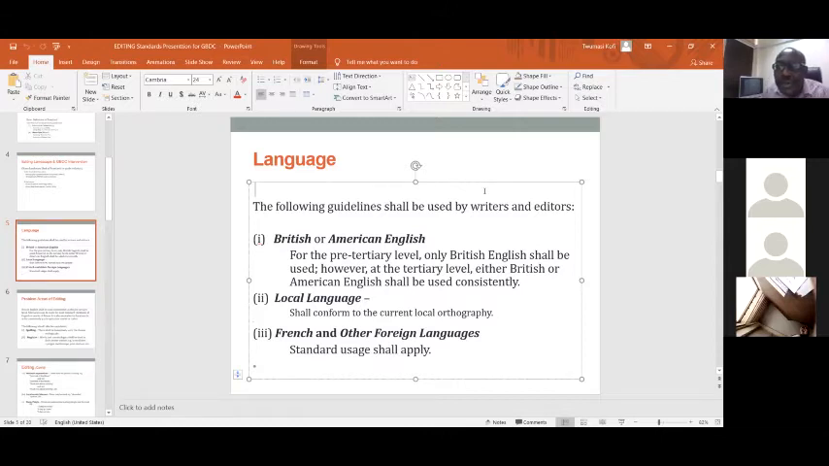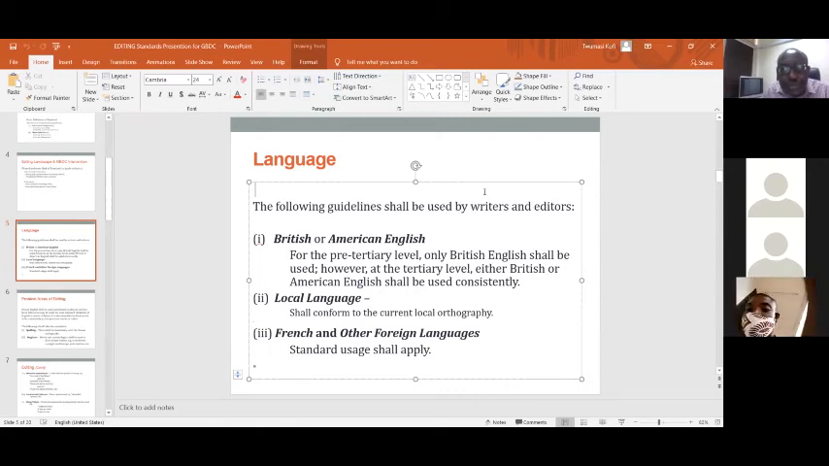However, at the tertiary level, the Ghana standard is saying you can use British or American, but be consistent. In other words, if you choose the British way, go British throughout. If you choose the American way, that is spelling with I-Z-E for organized, be consistent. That is the standard. Now, for local language, just conform to the local orthography. And if you want a guideline, then liaise with the Bureau of Ghana Languages. They can advise you as to the current local orthography.